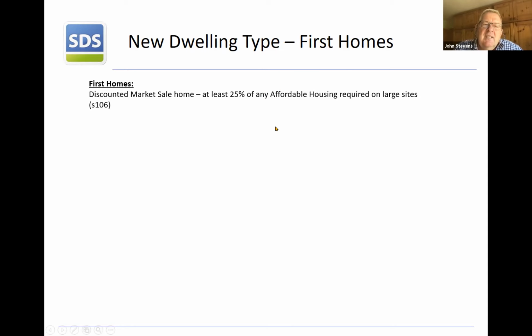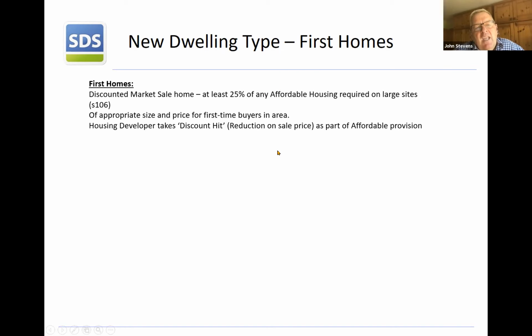So we see it as discounted market sale, and it has to be of appropriate size and price for first-time buyers in the area. It can't just be the big homes and sold at a discount. So it has to be appropriate for first-time buyers in the area. It's the housing developer who takes the hit on its discount, the reduction on sales price. They're taking that hit as part of the affordable provision.